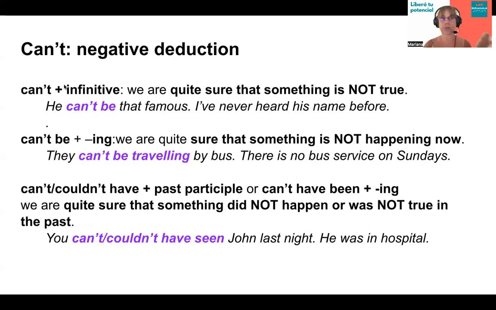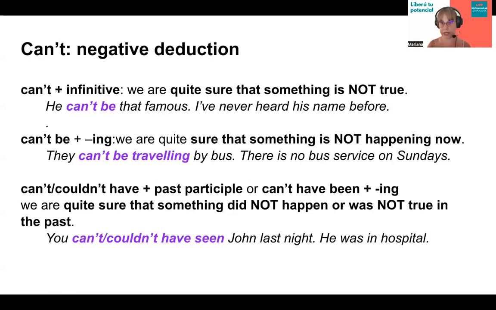We can have the can't plus infinitive when you are quite sure that something is not true. He can't be that famous. I've never heard his name before. It can also be used with the be and the gerund. They can't be traveling, because what you're saying is that you're sure that something is not happening right now, okay? So if it's early in the day you say they can't be sleeping right now because it's still early, okay?